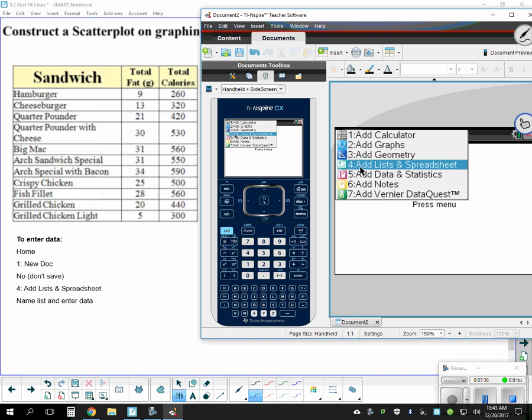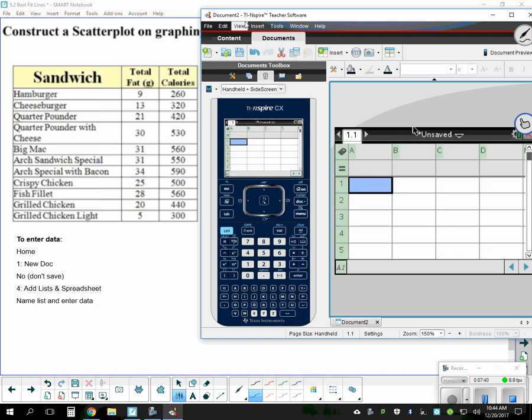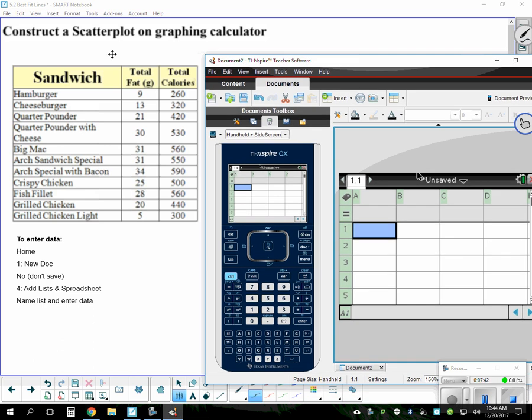You want to go to 4, Add Lists and Spreadsheets. Okay, and then we want to enter the data from this chart into this chart. This is your steps for entering data. You want to write that down if you don't already know that. So we need to arrow up to get to here. This is where we're going to name it.